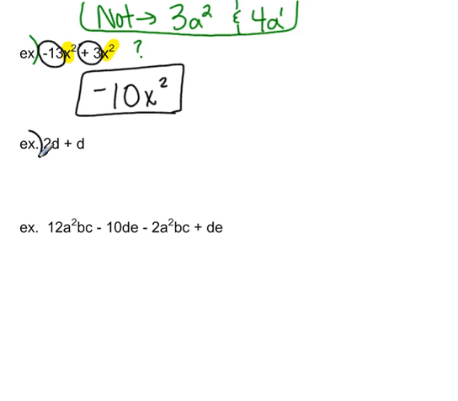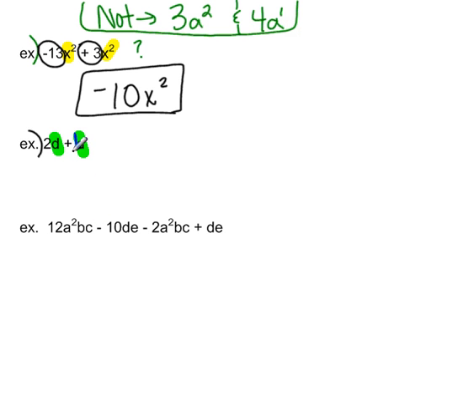Let's go here to the second example. I've got 2d plus d. Are they considered like terms? Yes. Both the letters are the same. I have a d to the first power here and a d to the first power here. Now, what are the coefficients? I see a 2 and then I don't see anything. Now, don't mistake this for 0, because if it was truly a 0, then there wouldn't even be a letter here. There would be nothing. So there is an understood 1 right in front of that letter. So watch for the understood ones.